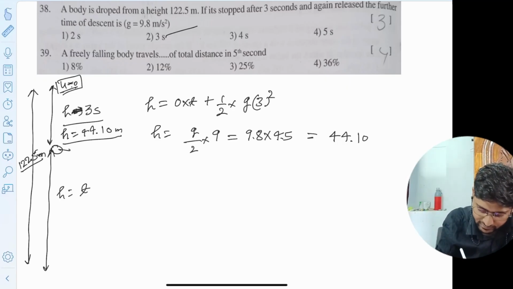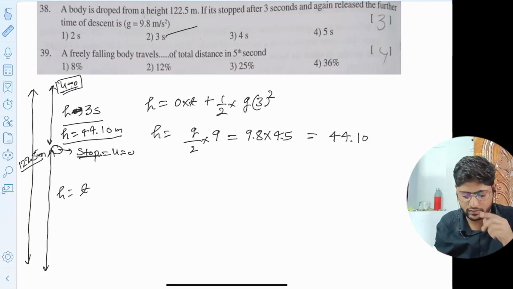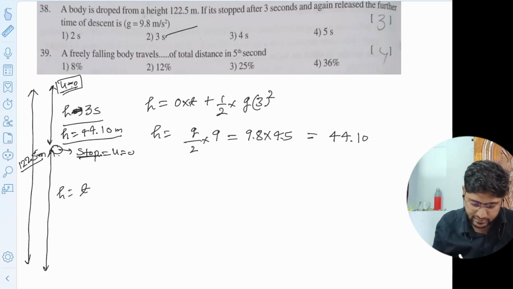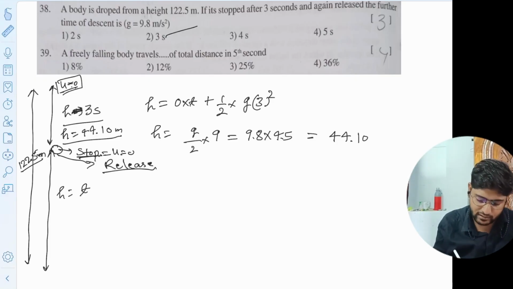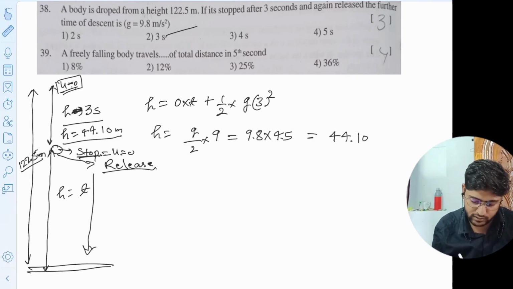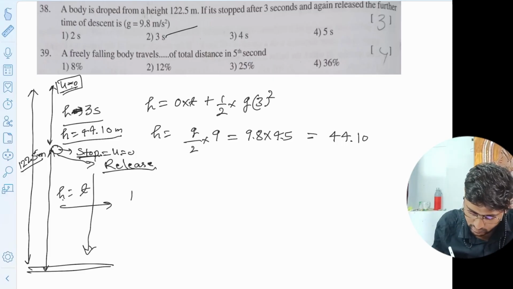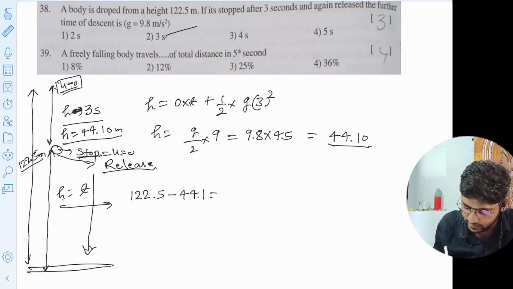After that, here after 44.10, they stop it. Stop means again velocity becomes 0. So again they will release from here. When they release from here, how much time will it take to go up to the ground? So we know 44.1 came. So what is this height? Total was 122.5, and above side we calculated 44.1, so minus 44.1 equals h.